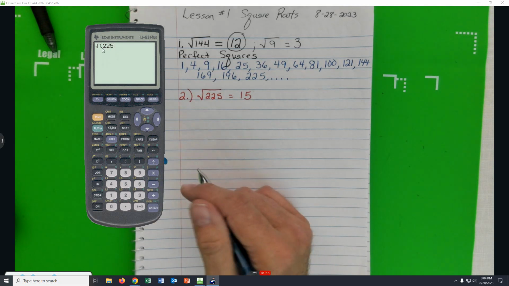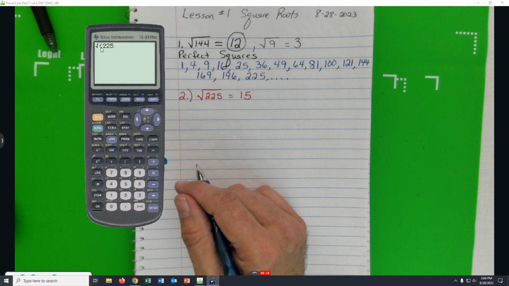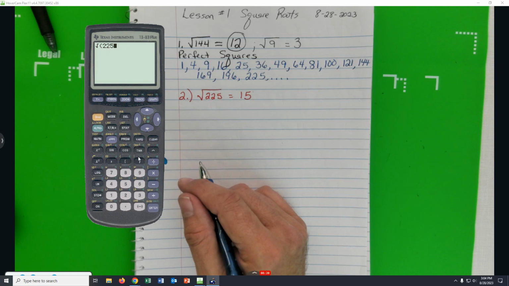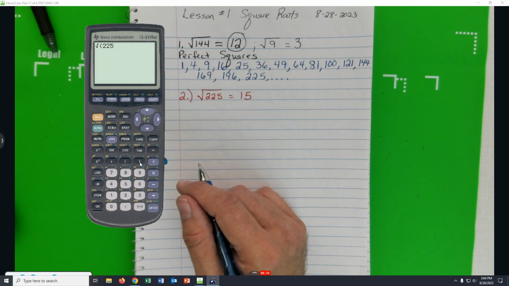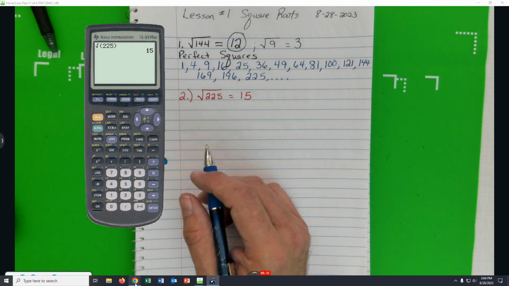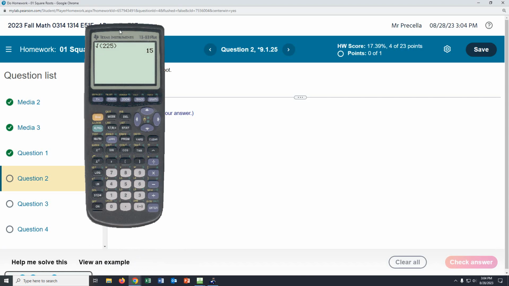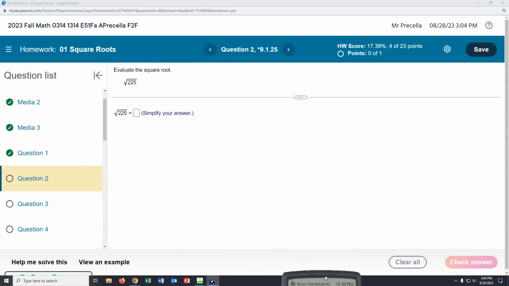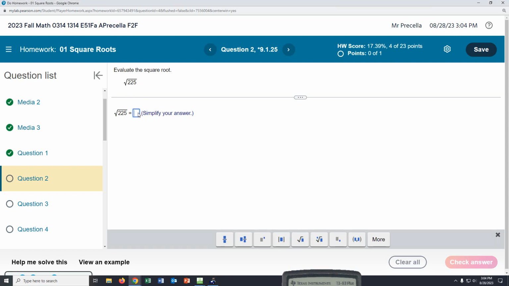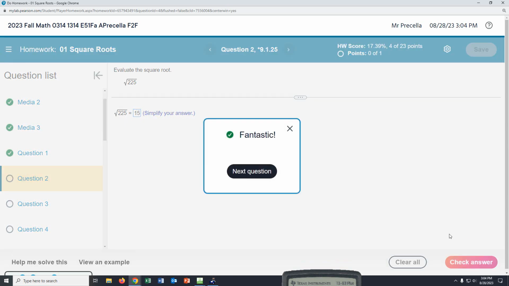So there you have your square root of 225. You'll notice when I typed in the square root, it opened a parenthesis. That former programmer in me just can't stand dangling parentheses, so I have to close it before I hit enter. And sure enough, it gives me 15. So let's type that answer in. Type in 15. Check answer. Okay. Next. Well, they can't all be perfect squares.